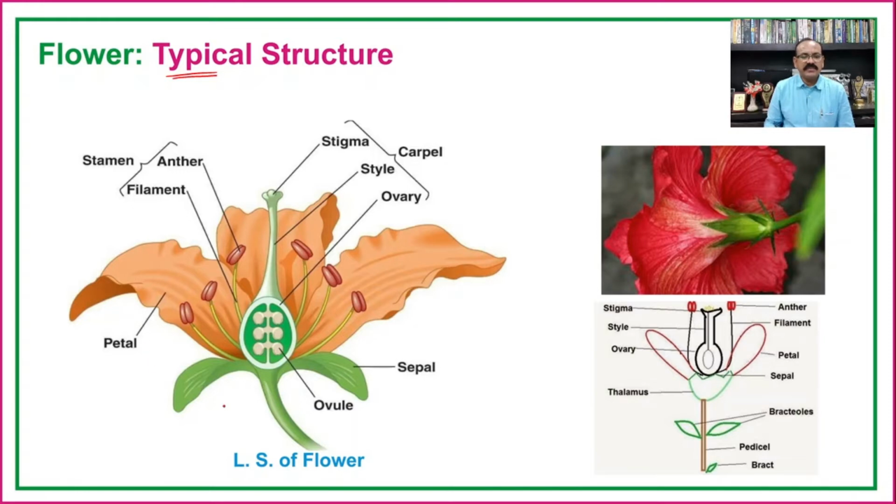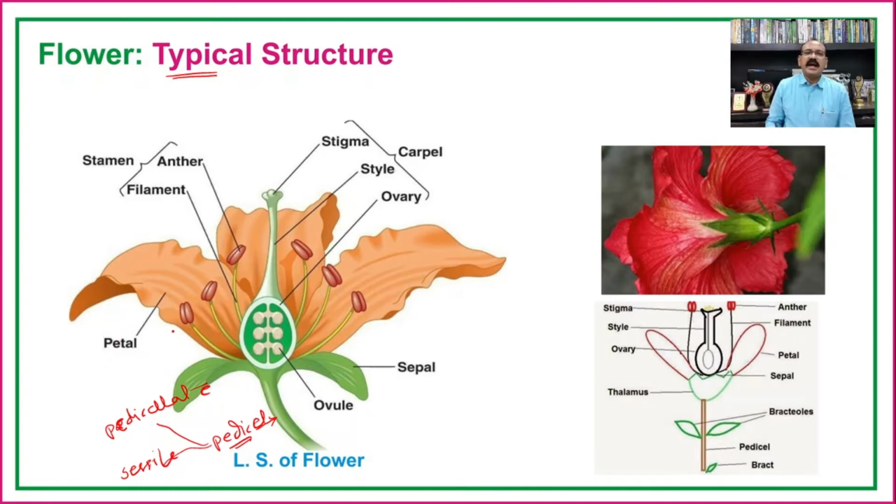If you see the flower, then it is classified into different parts. That is, the stalk of the flower is known as pedicel. This pedicel may be present or may not be present in the flower, and on the basis of the presence and absence of the pedicel, flowers are classified into two categories. If the pedicel is present, then it is known as pedicellate, and if the pedicel is absent in the flower, then it is known as sessile flower.